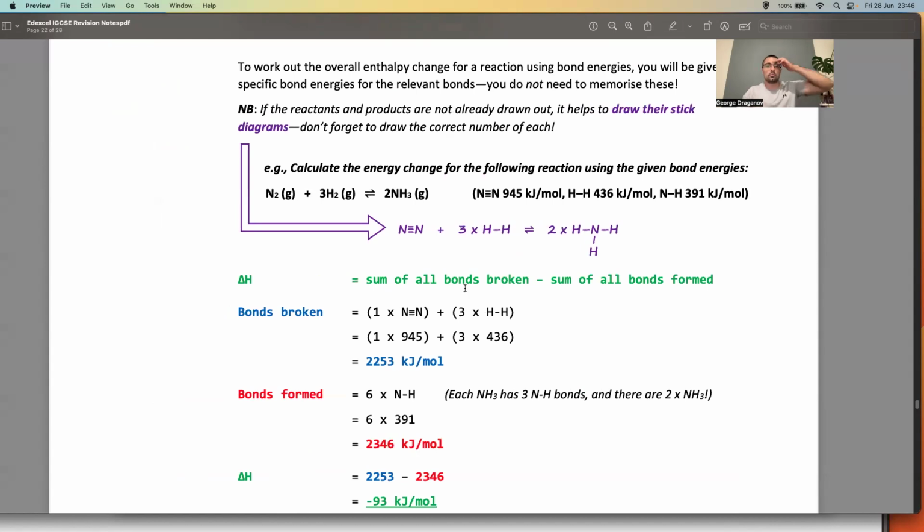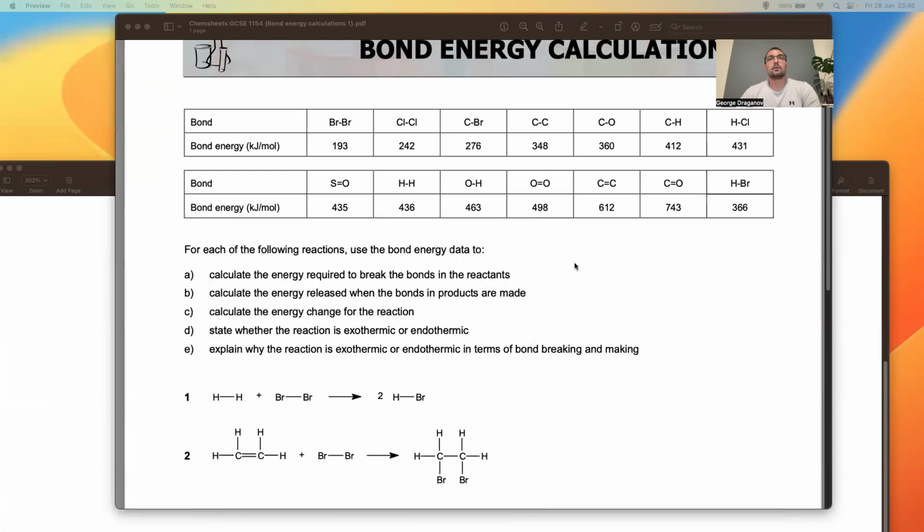So bonds broken will always be on the reactant side, the left. Bonds formed will always be on the right of the arrow, which is the products. So you just need to add them all up and subtract. That is actually easier said than done. So let me illustrate this with these reactions here.